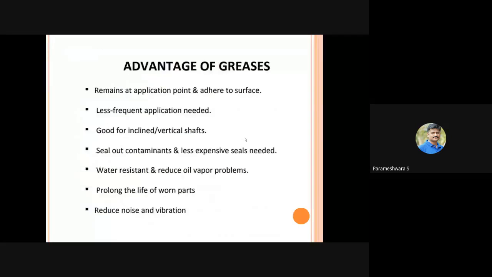Advantages. I was discussing the advantages of greases. So, water resistant, it reduces oil vapor problems, prolongs the life of worn-out parts, and reduces noise and vibration. So these are all the advantages of greases.